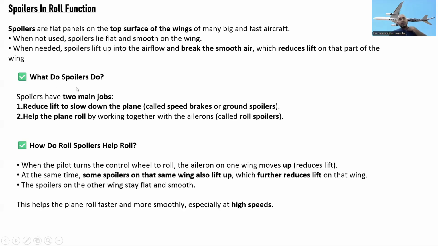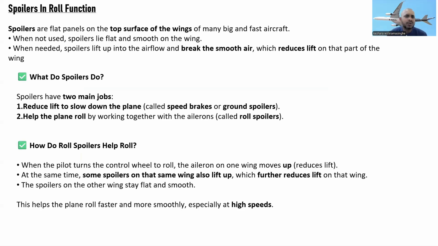So what do spoilers do? Spoilers have two main jobs. They reduce the lift to slow down the plane, and they help the plane to roll. Reducing the lift to slow down the plane is called speed brakes and ground spoilers. Helping the plane to roll by working together with the ailerons is called roll spoilers.